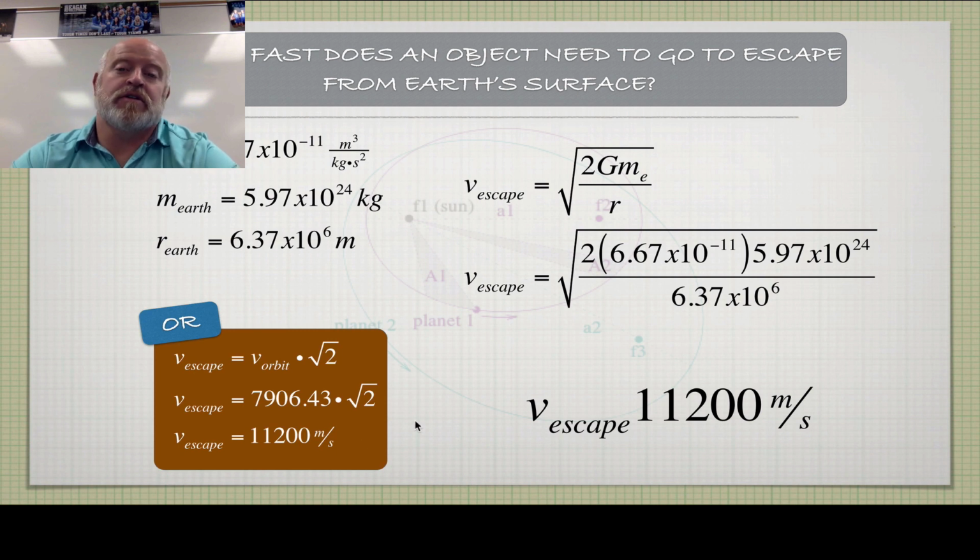Notice how those numbers are identical, because it's the same equation, just off by a factor of square root of 2. You can use either version. If you know the orbital velocity, you can always plug it in here to find escape velocity. If you know the escape velocity, you can rearrange it to find the orbital velocity. Or you can always go back to these equations and they'll do the exact same thing for you. You'll be able to solve it this way also.